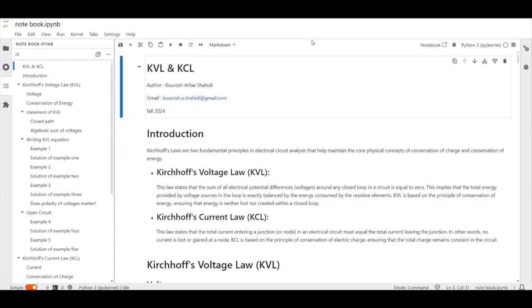Kirchhoff's current law, KCL. This law states that the total current entering a junction in an electrical circuit must equal the total current leaving the junction. In other words, no current is lost or gained at a node. KCL is based on the principle of conservation of electric charge, ensuring that the total charge remains constant in the circuit.